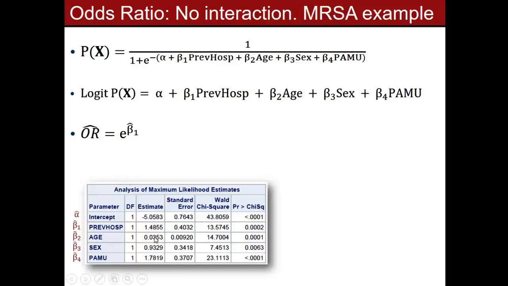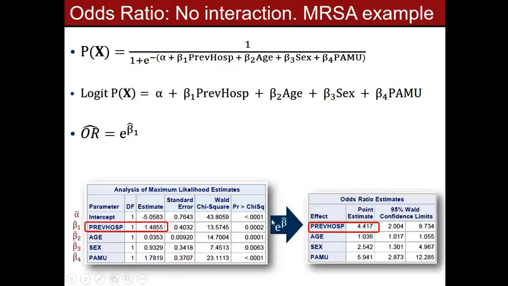And so here, one of the first things that Proc Logistic is going to give you, the answers that it spits out for your data set and for your particular model, is this analysis of maximum likelihood estimates. And here is an estimate that says pre-hosp, and that is the estimate. This row represents the beta 1, the beta term associated with that variable. And here we see it's 1.49. If we just exponentiate that, we get an odds ratio estimate, which conveniently you get in a table called odds ratio estimates. But this is not always the right answer that you seek.